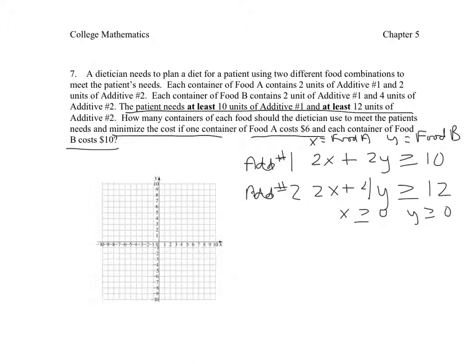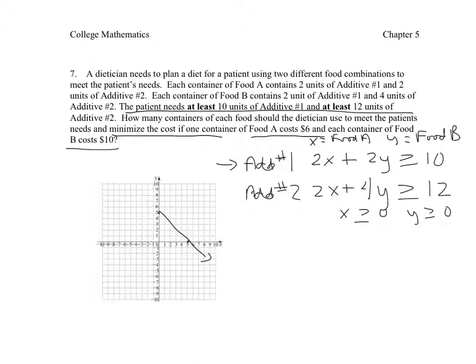Now, to kind of fast forward a little bit, since we graphed this back in the earlier unit, here's what we saw. We had intercepts on this first equation of 0, 5, and 5, 0.